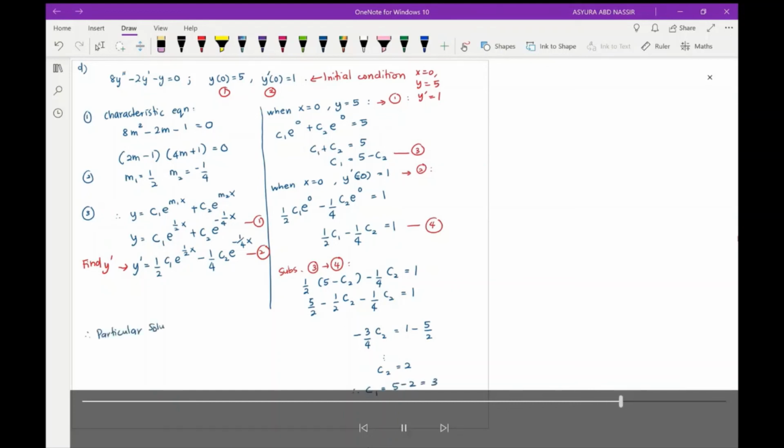Now your particular solution will be y equals 3e to the 1 over 2 x plus 2e to the negative 1 over 4 x. Make sure your particular solution is written as y.